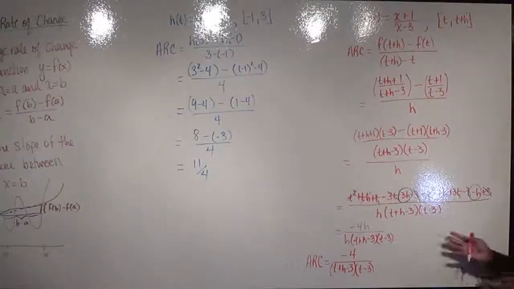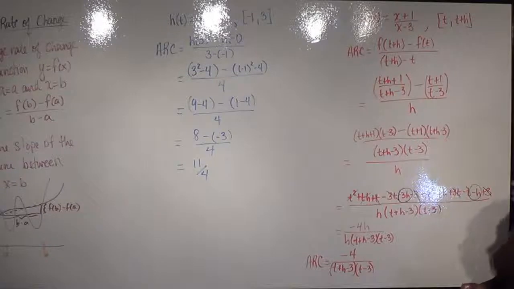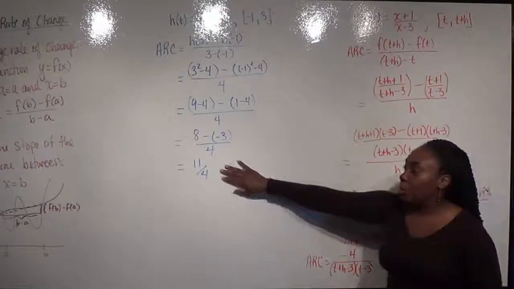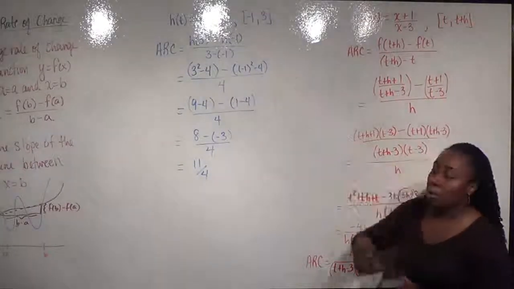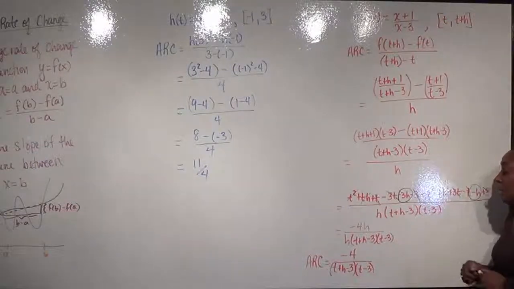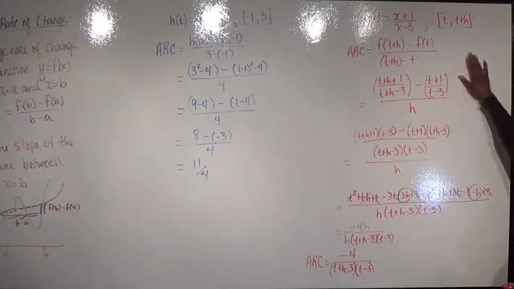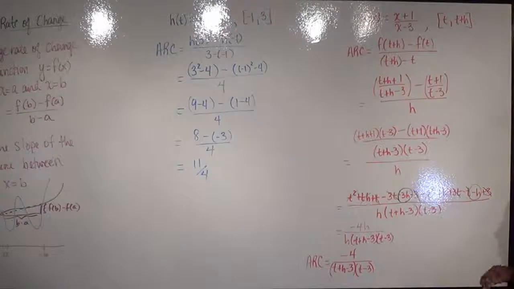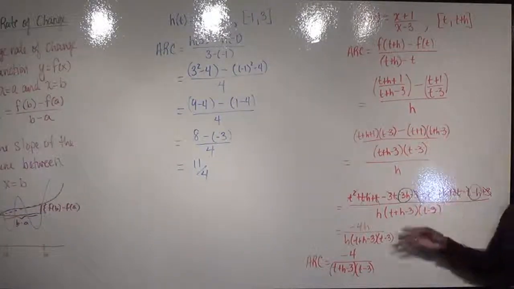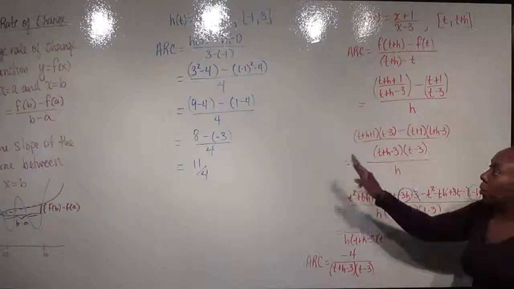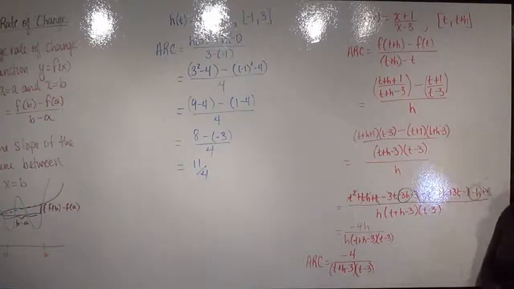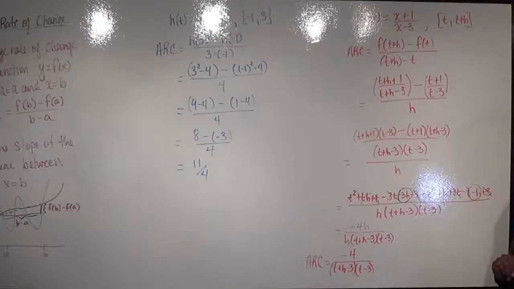So again, the difference between the two. In one case, I'm going to get a numerical value if I'm looking at a numerical set of limits in my interval. If I have an arbitrary interval with variable limits, then I'm going to end up with an expression. And these may take longer or shorter depending on your function.